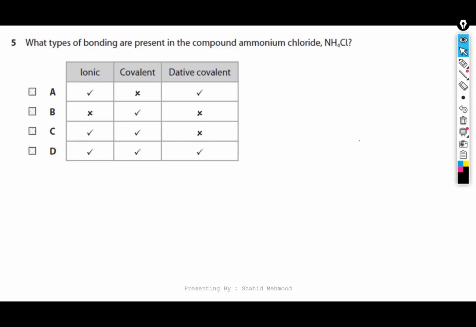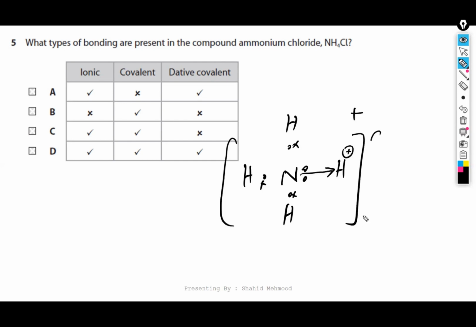Question 5. What types of bonding are present in the compound ammonium chloride? If you remember the dot and cross diagram, nitrogen has 1, 2, 3, 4, and 5 electrons. 1 pair is paired, 3 are unpaired. In the first case, nitrogen mutually shares 3 electrons with 3 hydrogens to make ammonia. It has a lone pair. It comes in and gives this electron pair to a hydrogen ion. So overall, it makes the ammonium ion. While chloride has 7 electrons, it gains 1 electron from another particle and has a minus 1 charge.